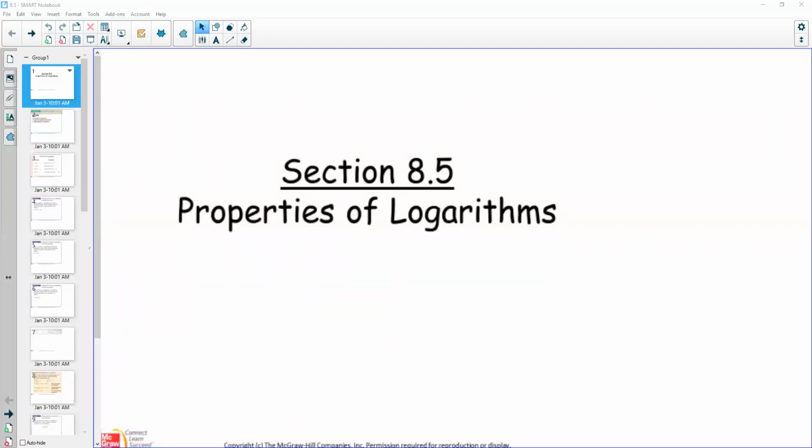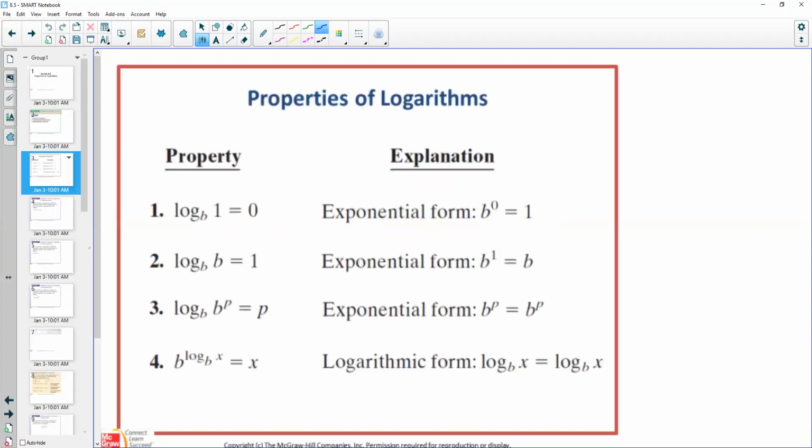Hey everybody, this is 8.5, properties of logs. So basically what we learned in this section are the ways we can break logs down and change them in different ways and make them easier on ourselves so that we can use them as we go. There are a couple of important properties in here to pay attention to.